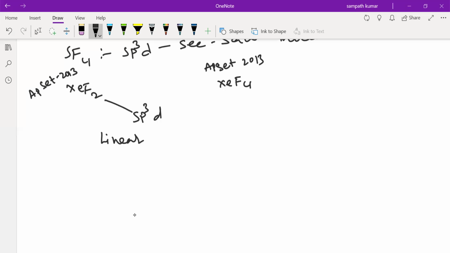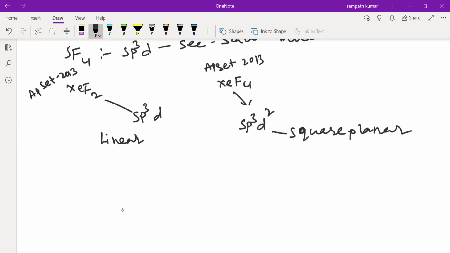Next, XeF4: sp3d2, square planar. It is square planar. These two are AP set 2013 questions. I already explained how to find out the hybridization number. Like this we can find out the hybridization number and similarly for the others.